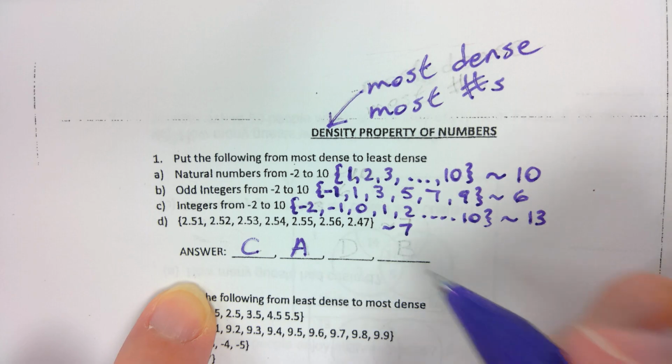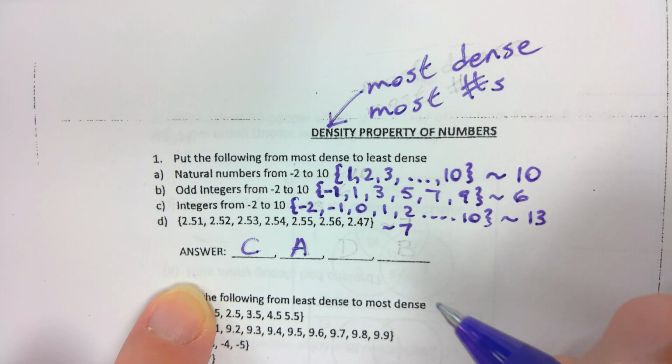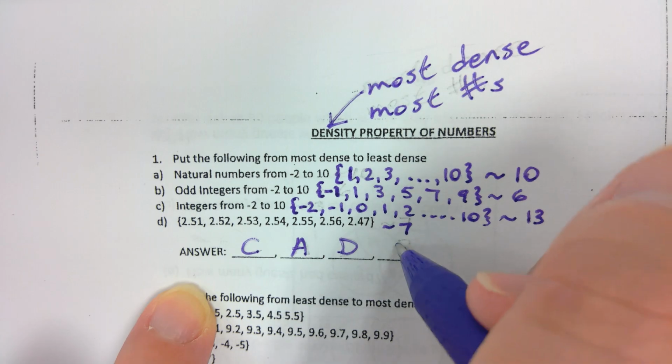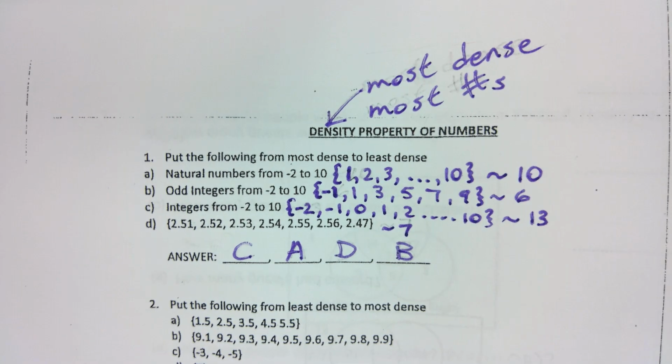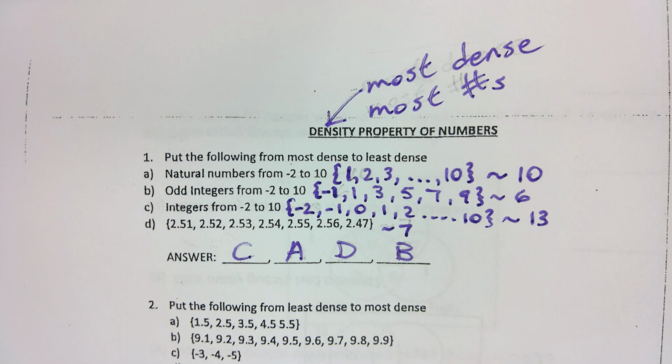What'd you say? D? Yeah, D and then B. Perfect. Okay, so that's what density means. All right, let's try one more example just to make sure we get it. Number 3. Let's do example 3.